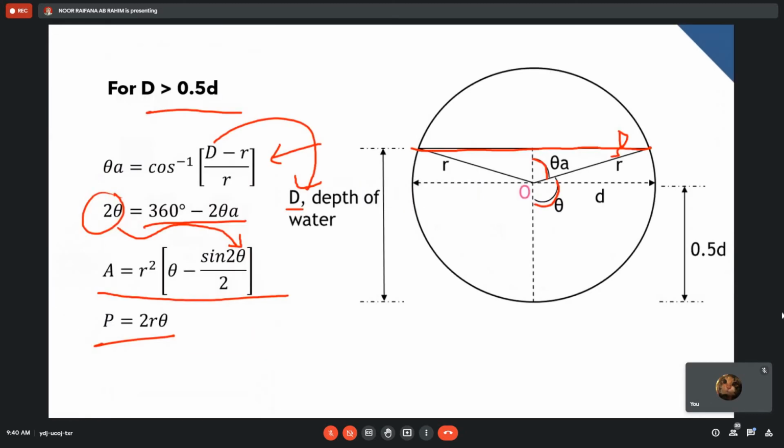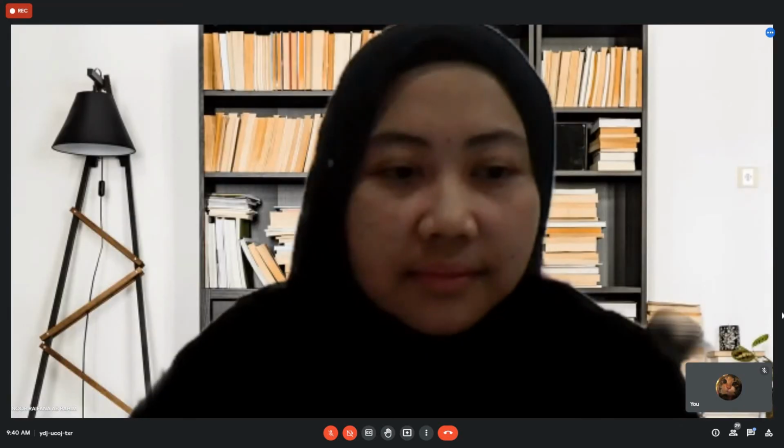Okay, so I think itu saja apa yang saya nak highlight dalam topik uniform flow. Ni je yang penting, equation yang you kena tahu and you have to differentiate each equation. Okay, so kita dah recap balik apa yang kita dah belajar dalam uniform flow. So saya akan buat quiz sikit.